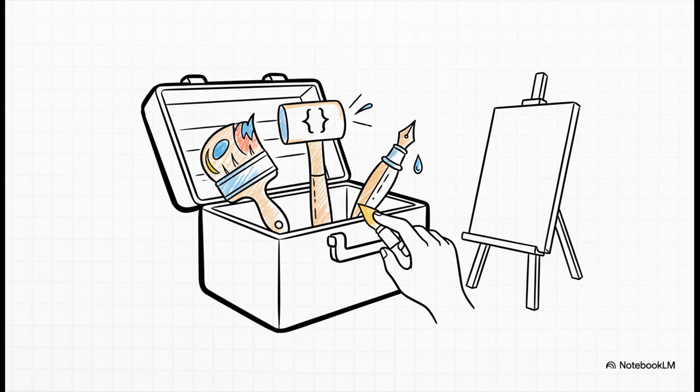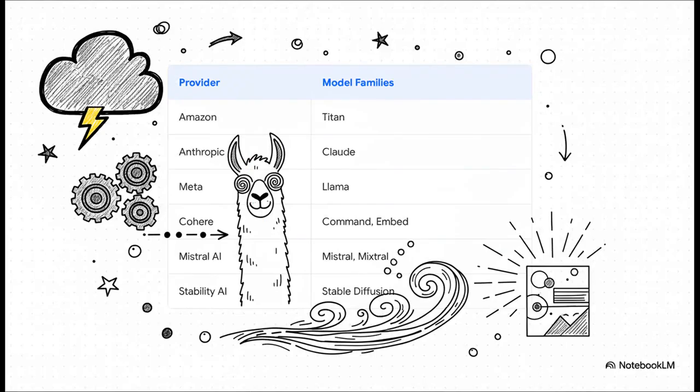Think about it. Maybe for one part of your app, you need a model that's an absolute rock star at creative writing. But for another part, you need one that's a genius at generating code. And for a third, you need something that can create stunningly realistic images. Bedrock lets you pick the right tool for the right job every single time. And I mean, just look at this lineup. Seriously, it's like the Avengers of the AI world.